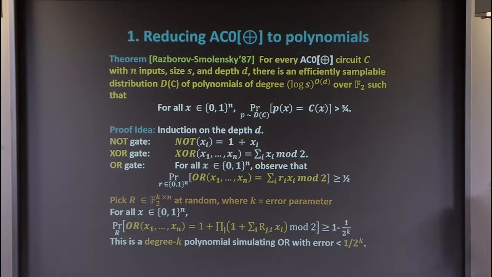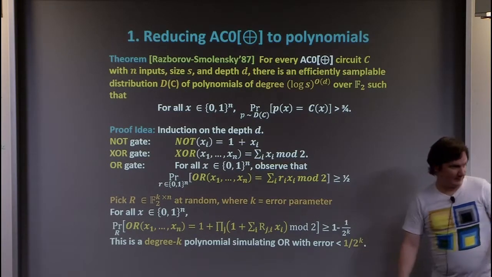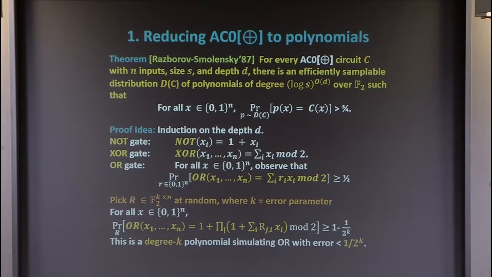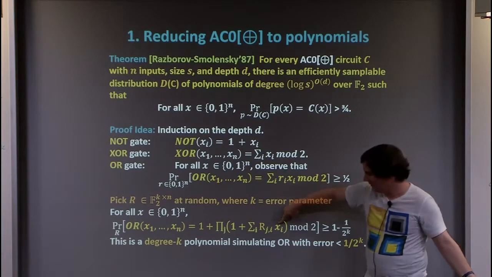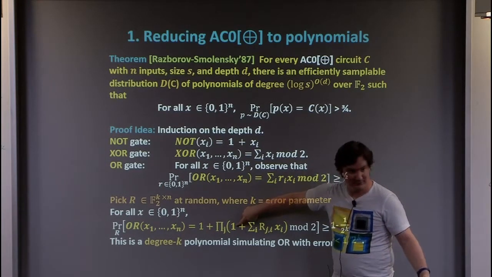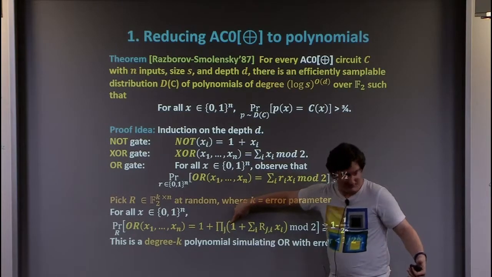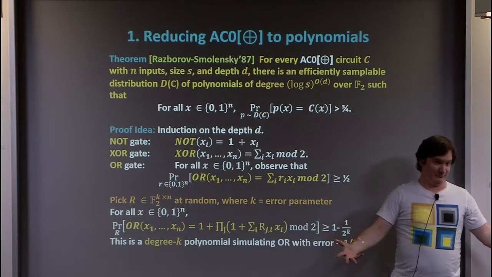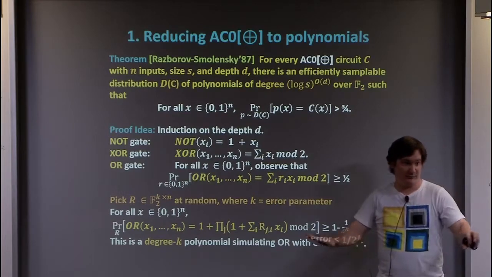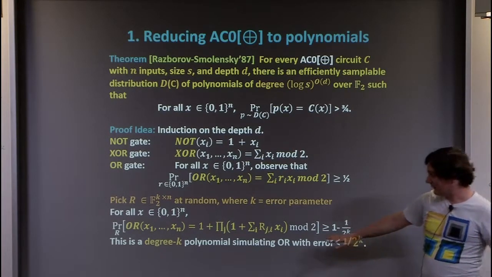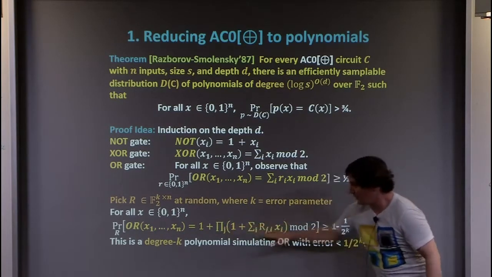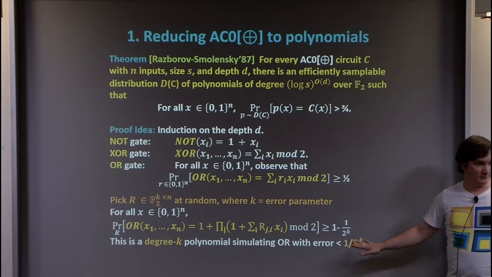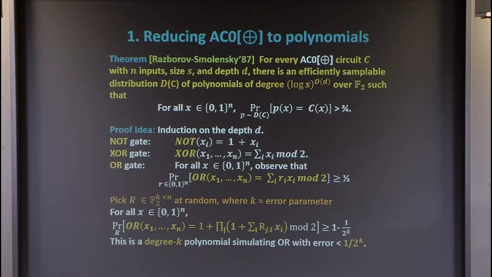Now let's see what happens. Suppose the OR of this is 0, suppose all the bits are 0. Then every one of these linear combinations is going to be 0, so I add 1 and they're all 1. The product of all these 1s is 1, but I add another 1, so it's 0. That happens with probability 1. So if all these bits are 0, then this polynomial always evaluates as 0 over F2.